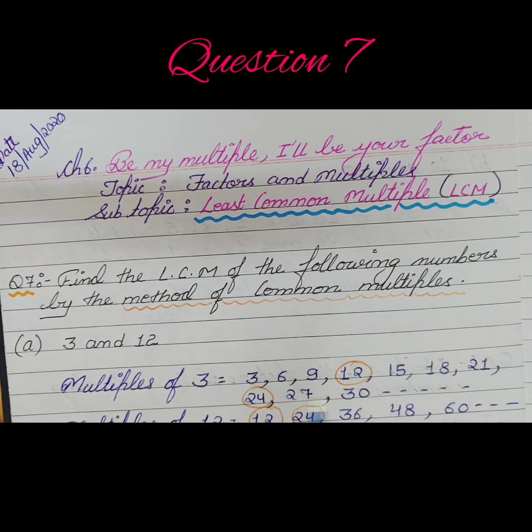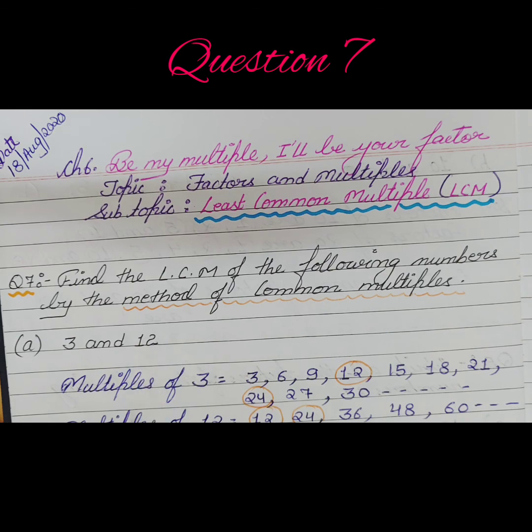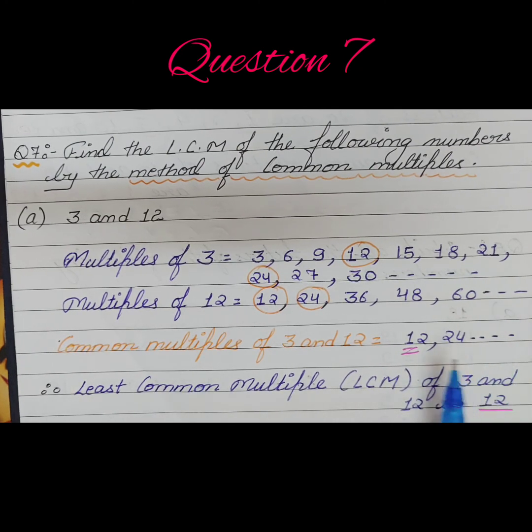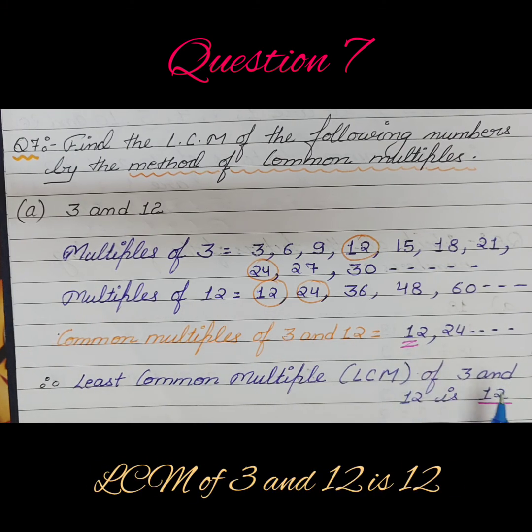So, first step is to find out the multiples of 3. Then find out the multiples of 12. You know how to find out the multiples? Read the table of 3 and read the table of 12. Now find out the common multiples among them. So first common multiple is 12 and the second common multiple is 24. There are many other common multiples also of 3 and 12, but as you know, we have to find out the least common multiple. Therefore, the least common multiple is 12.